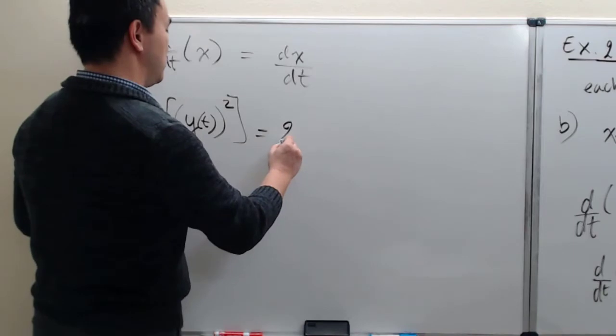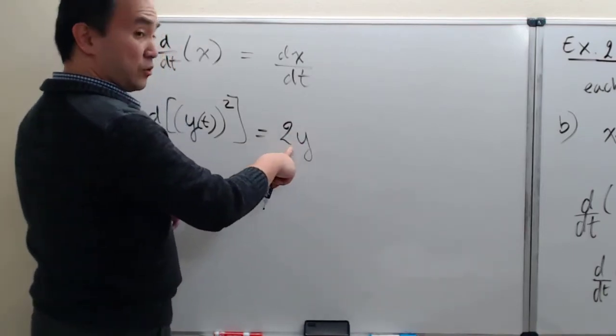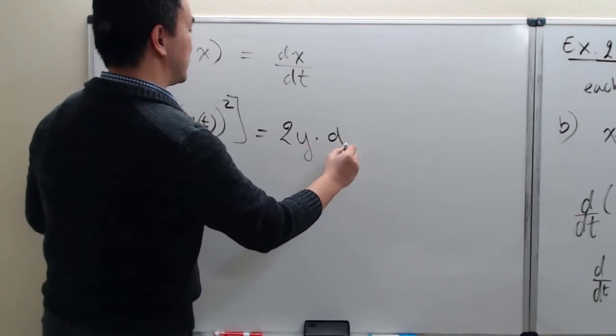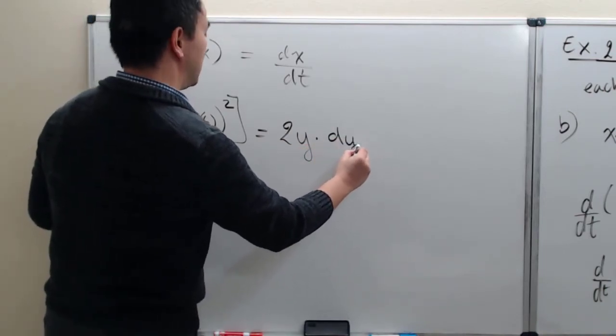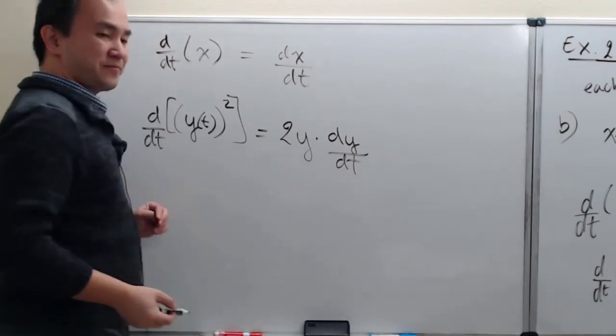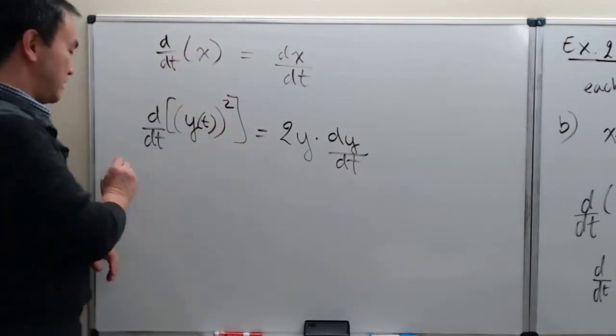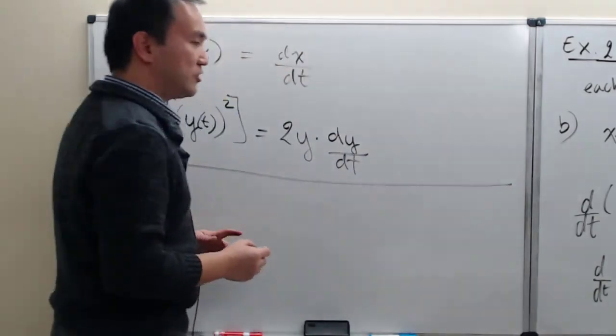This is 2y, the power rule, but that's only the outside function. Now I am going to multiply with the derivative of the inside, which is dy/dt. Okay, and so now with this little scratch work here, I am ready to put all these little details together.